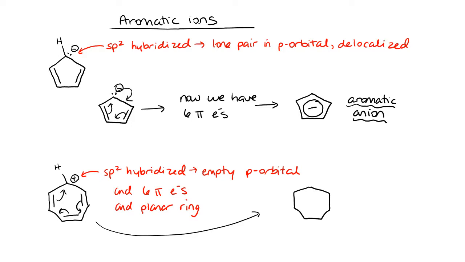Now we can redraw this similar to the structure above. We have our 7-membered ring with a circle to indicate the fact that all of the pi electrons are moving around. And since this is a positively charged molecule, we're going to draw that positive charge right in the middle of that circle. So this is an example of an aromatic cation.